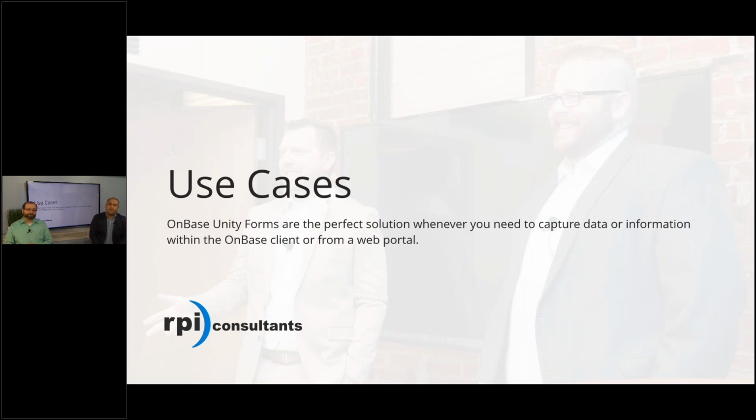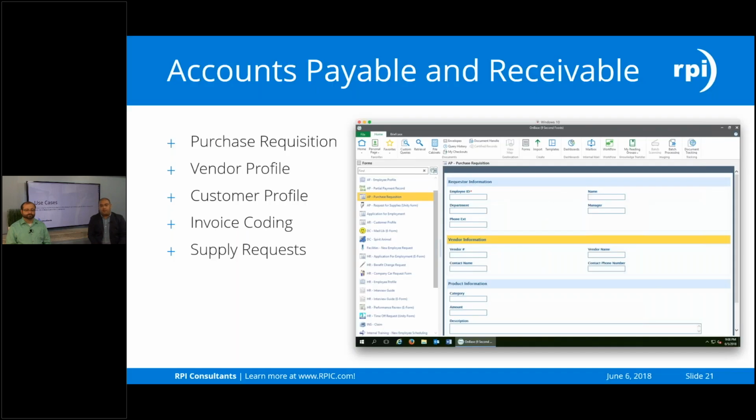Perfect. So now that we kind of saw how Unity Forms works and then some of the big administration topics, I wanted to go over some of the use cases because this is a very powerful tool as a part of the OnBase platform. So within the accounts payable and accounts receivable space, what we have up here is a purchase requisition form. You can also do items such as vendor profiles, customer profiles, invoice coding.